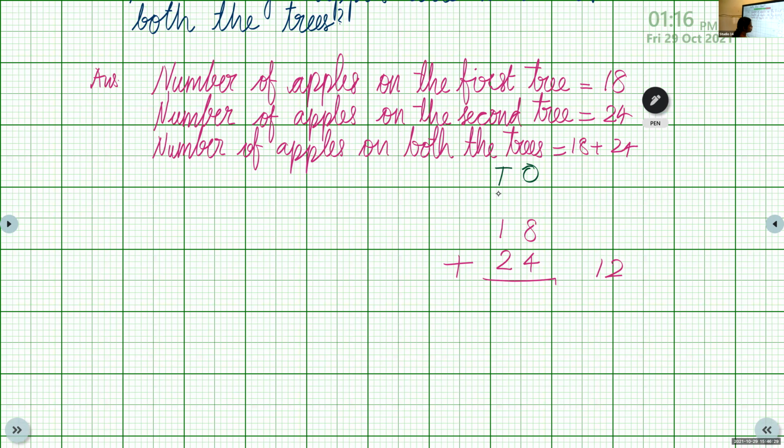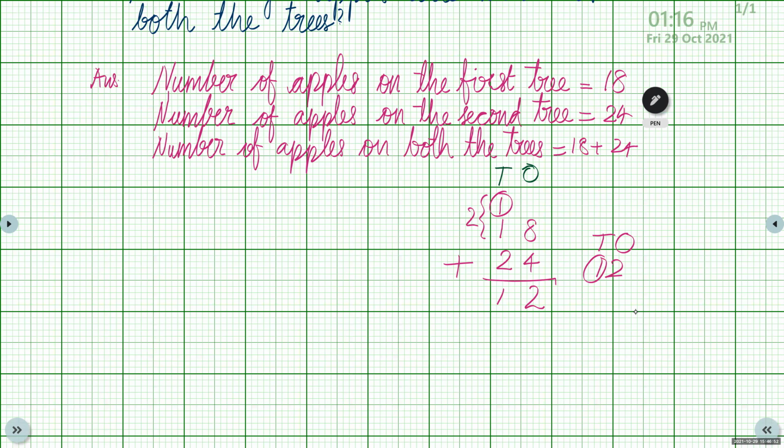Now we will add the tens. At the tens place we can see 1 plus 1. What's the answer, Hessa? 1 plus 1? 2. Now 2 plus 2. What's the answer? 2 plus 2? 4. So the answer is 42 apples. Is it clear? Yes, ma'am.